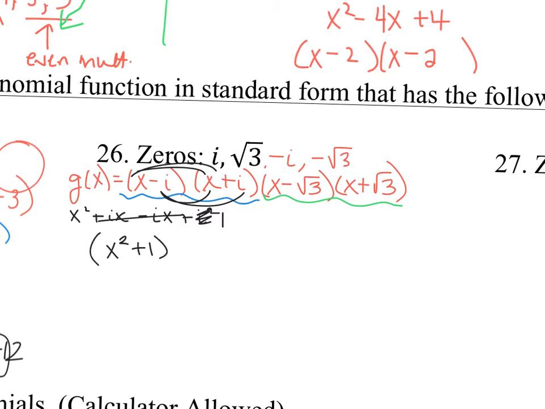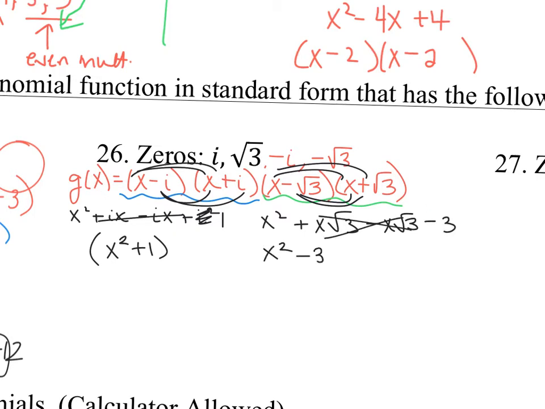So now if I come over and do this one, x times x is x squared. X times rad 3 is x rad 3. Negative rad 3 times x is negative x rad 3. Negative rad 3 times rad 3 is negative 3. These cancel out. I'm left with x squared minus 3.